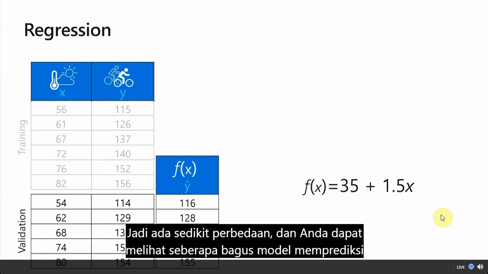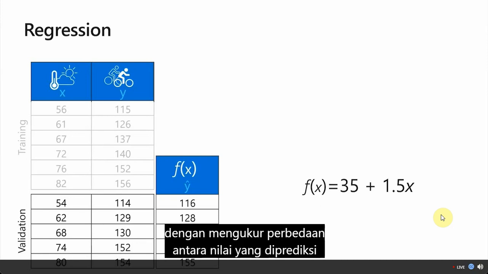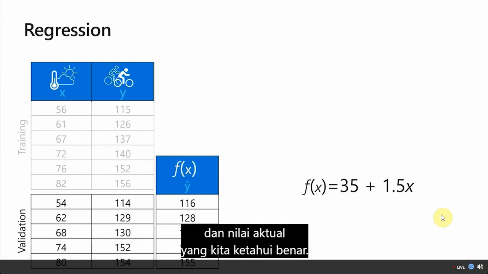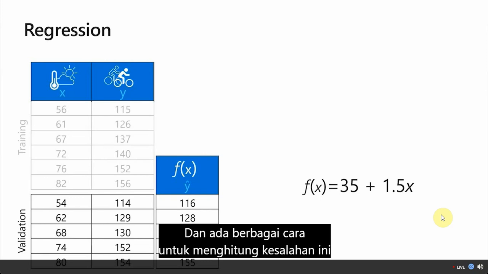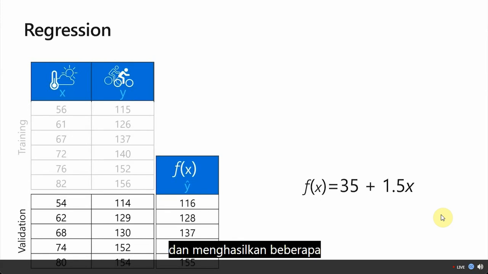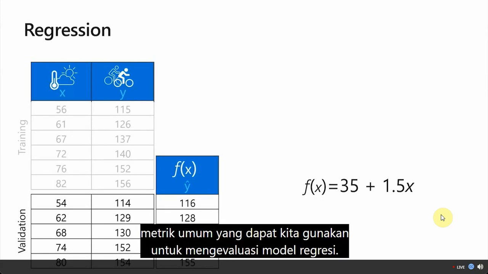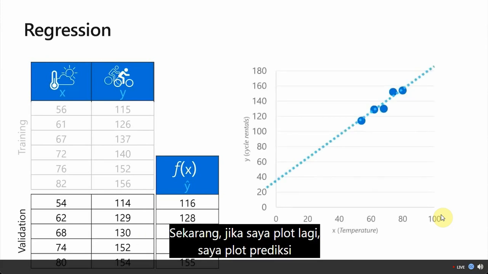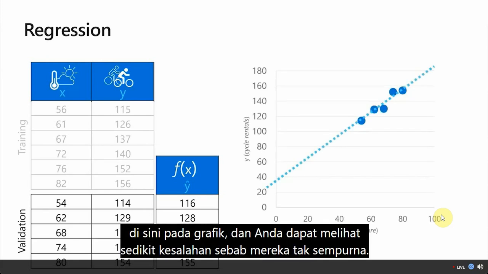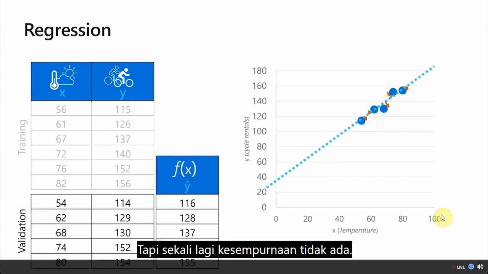Now you can see how well the model predicts by measuring the difference between the predicted values and the actual values that we know to be true. And this tells us the amount of error in the model. There are various ways to calculate this error and generate some common metrics that we can use to evaluate a regression model. Now, if I plot the predictions again on the graph, you can see that there is a little bit of error because they're not perfect. But again, perfection doesn't really exist. And this is just this error.